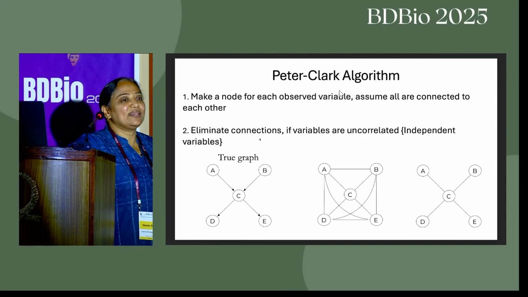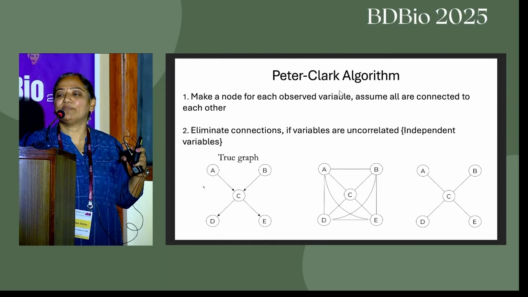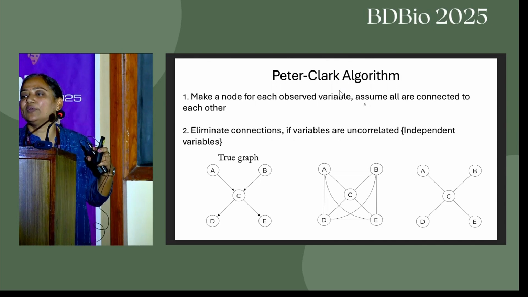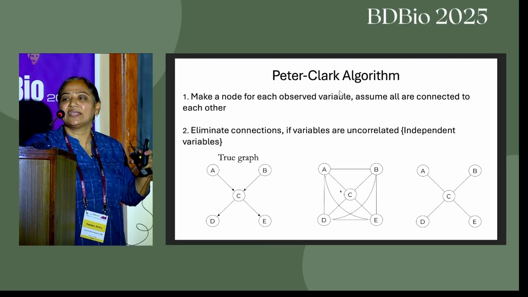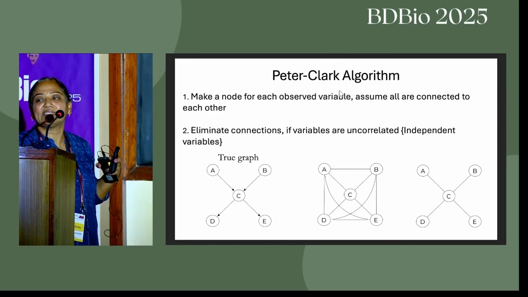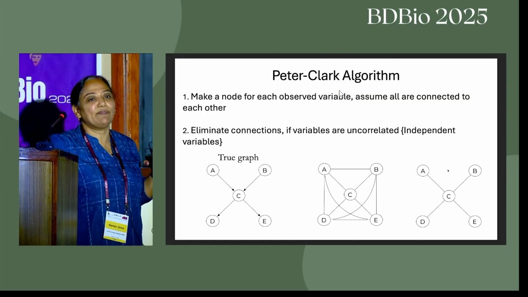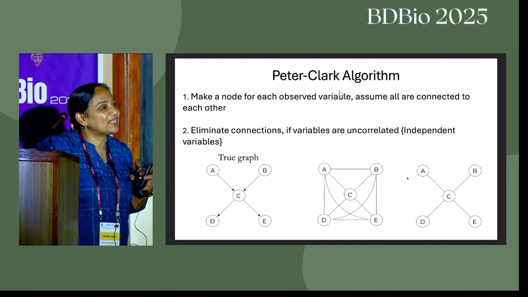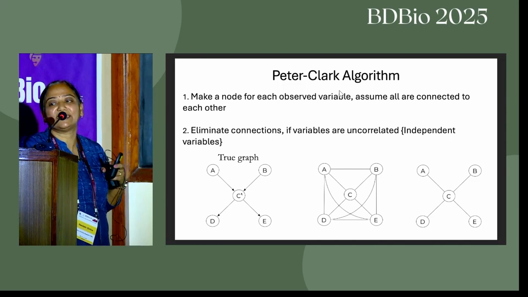So let's see how this algorithm works. For each of the variables, we create a node. For example, if this is the true graph, there are 5 nodes for 5 variables. We start off with the assumption that all are connected to each other. So at first we have a very dense graph. Everything is connected to everything else. Then we go about pruning. You eliminate connections if the variables are uncorrelated, that is, completely independent. If A and B are independent, I don't need that edge. I'll cut that. And so you come up with what is called the skeleton of the graph. Now what is missing are the arrows, the directionality, which is so critical.